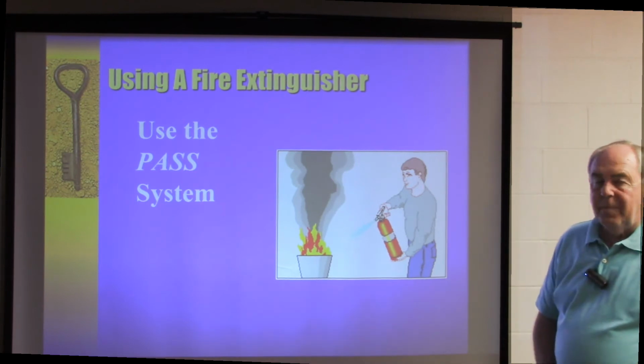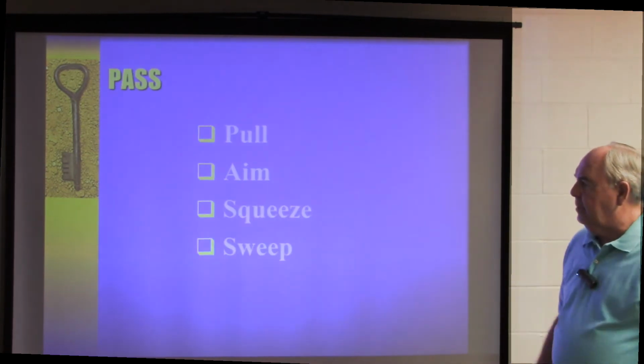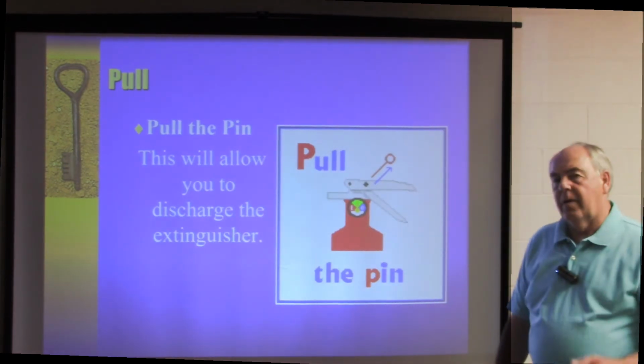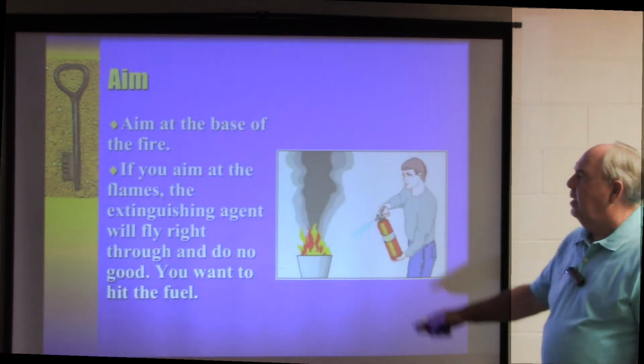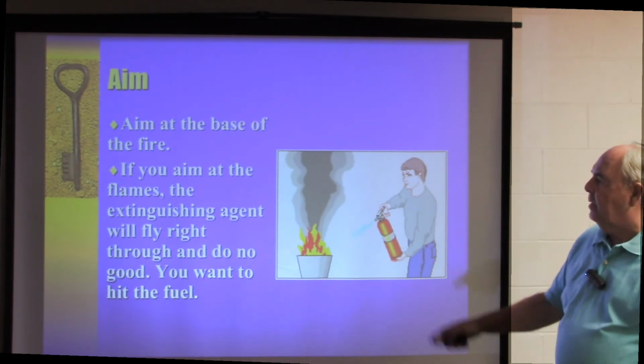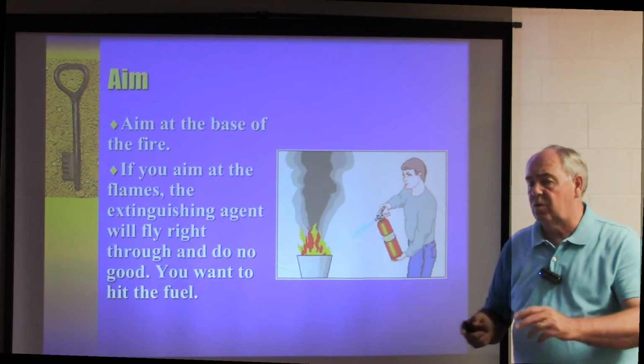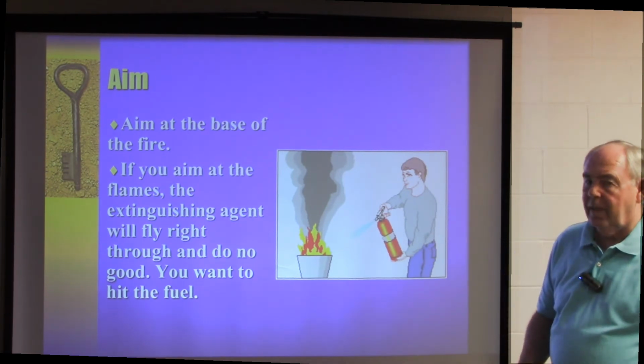Here we teach the PASS system: pull, aim, squeeze, and sweep. Pull the pin. This will allow you to discharge the extinguisher. Aim at the base of the fire, because if you aim up into the flames, the extinguishing agent will just shoot right through the flames. Doesn't do you a whole lot of good there.